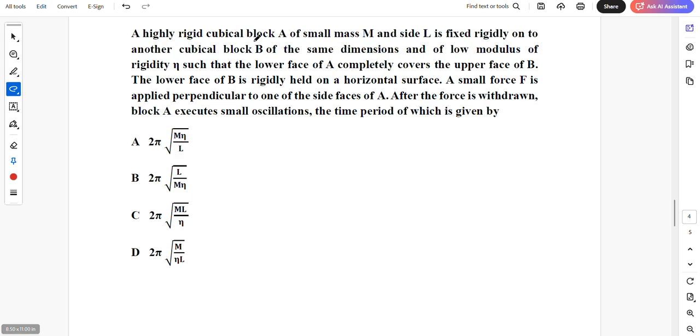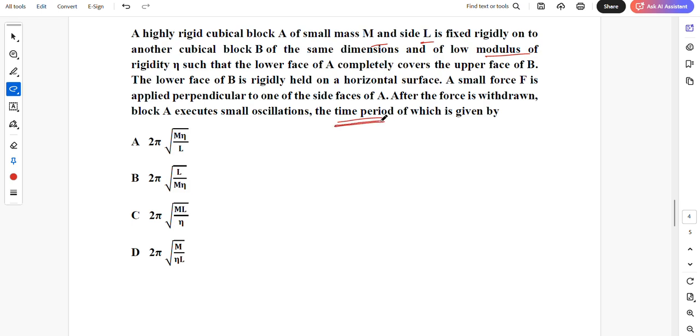It is saying a highly rigid cubical block A of small mass m and side L is fixed rigidly onto another cubical block B of the same dimensions and of low modulus of rigidity eta, such that the lower face of A completely covers the upper face of B. He has given a lot of details of the problem. The lower face of B is rigidly held on a horizontal surface. A small force F is applied perpendicular to one of the side faces of A. After the force is withdrawn, block A executes small oscillation.